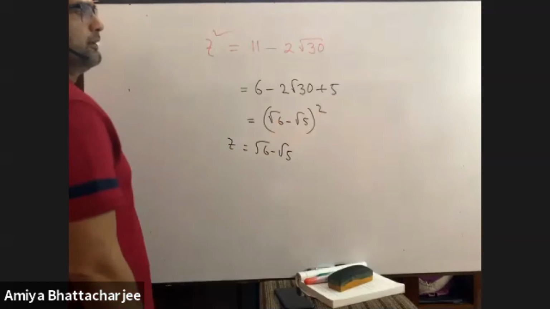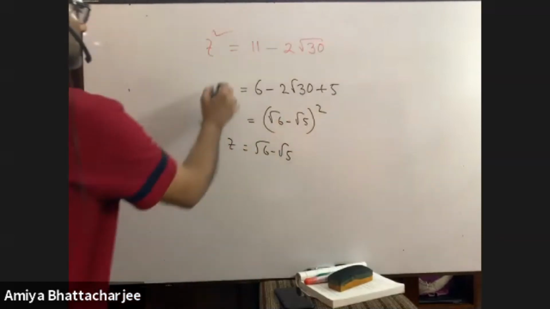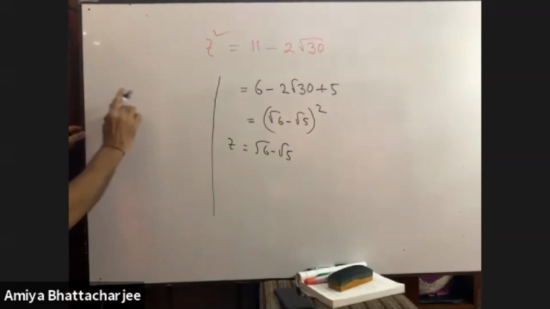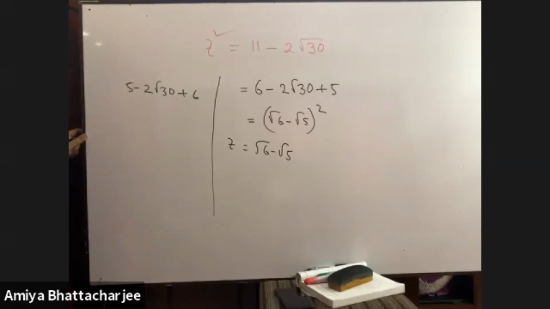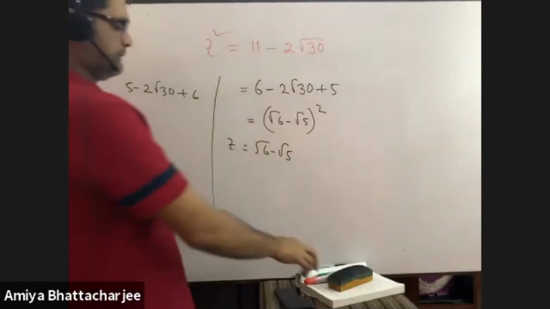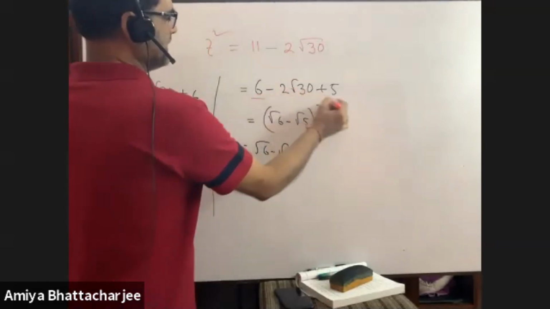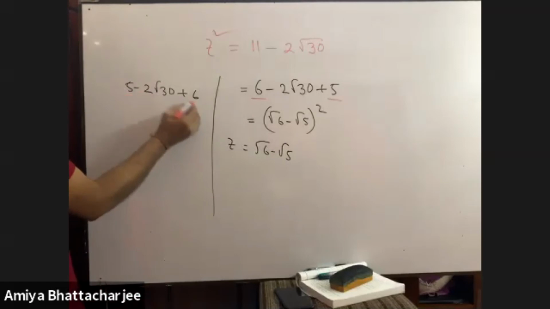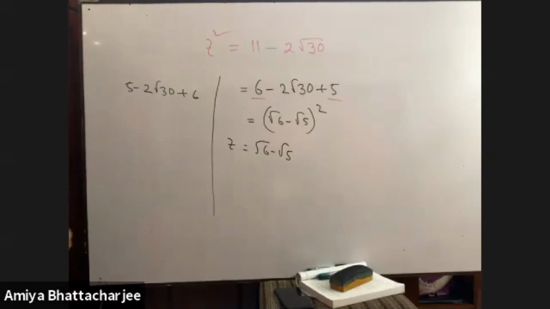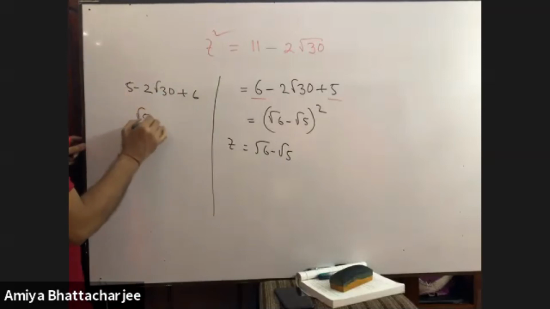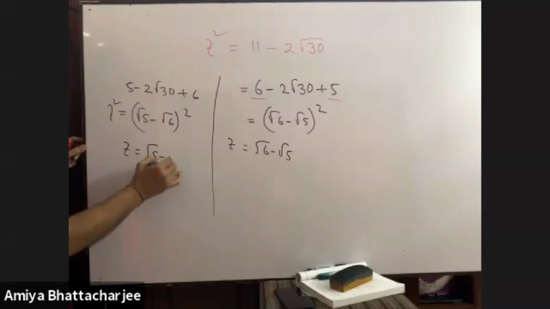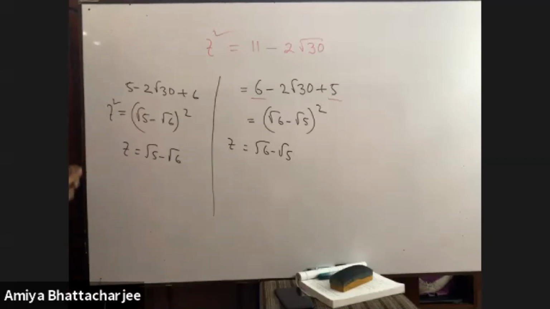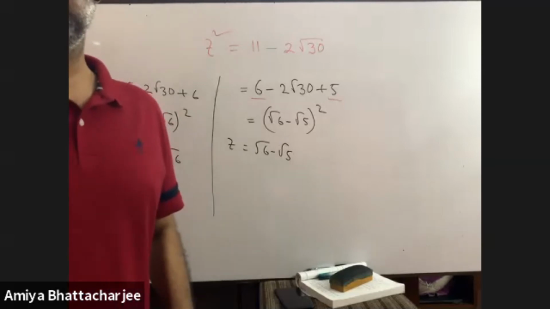Perhaps I am not wrong. But one of your friends has done 5 minus 2 root 30 plus 6. She has taken 5 here and 6 there, right? Now she will get root 5 minus root 6 whole square. Are you getting me or not? Yes, sir. So z equals what here? Root 5 minus root 6. That is, you are getting two values.